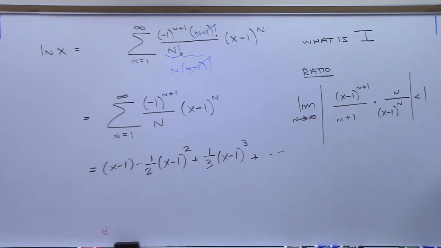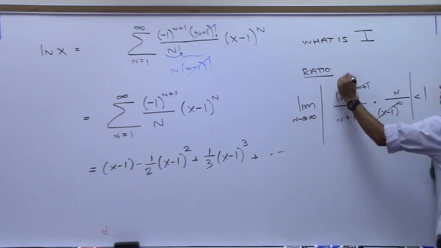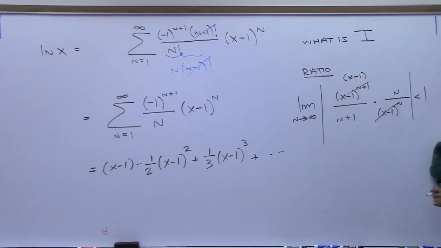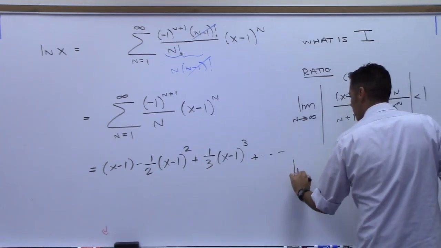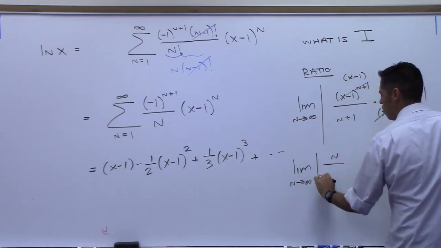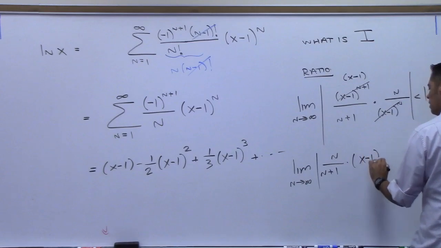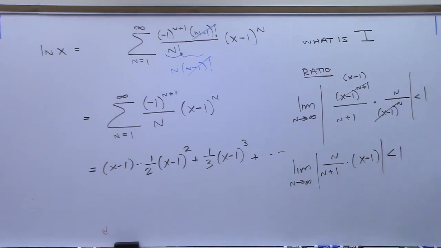One of those x minus 1 factors, this and this go away. All you're left with is x minus 1. Agreed? And then you have the n's in here. So limit as n goes to infinity of n over n plus 1 times x minus 1. I need that less than 1. Take the limit as n goes to infinity, infinity over infinity. L'Hopital one time, you get 1.